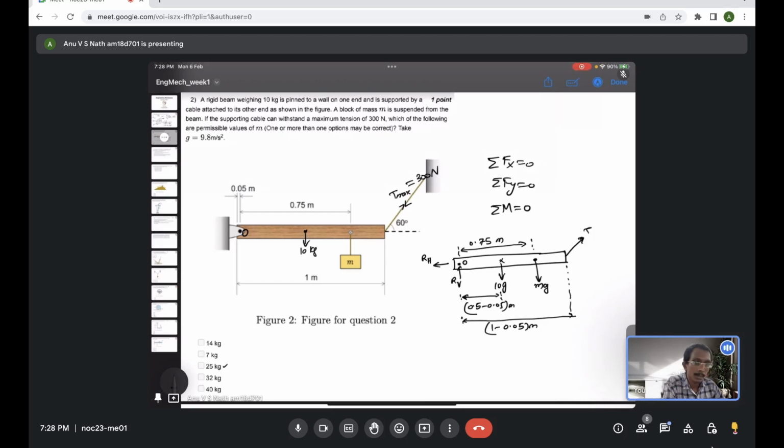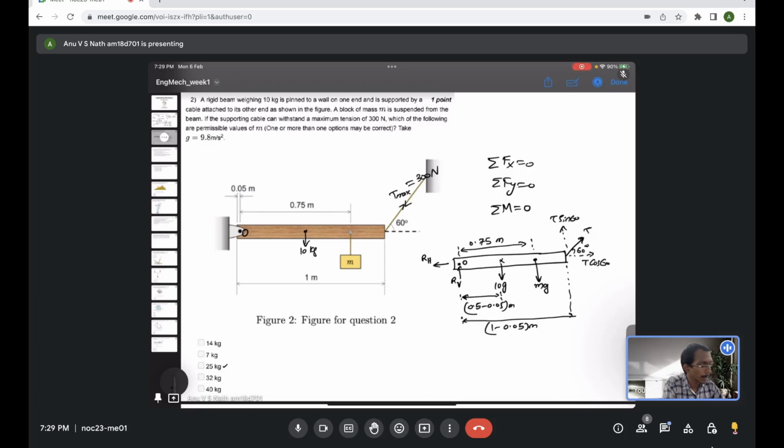Now the tension: the string is at a 60-degree angle, so like the previous problem, you can resolve this into two components, a horizontal component and a vertical component. So you can have T cos 60 and T sin 60, where this angle is 60 degrees.